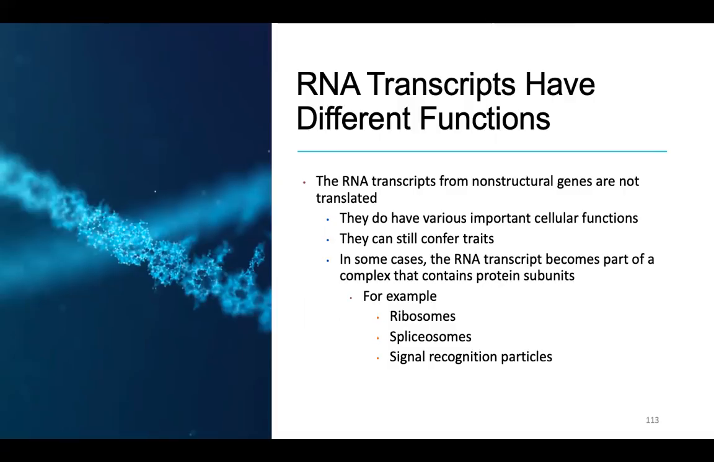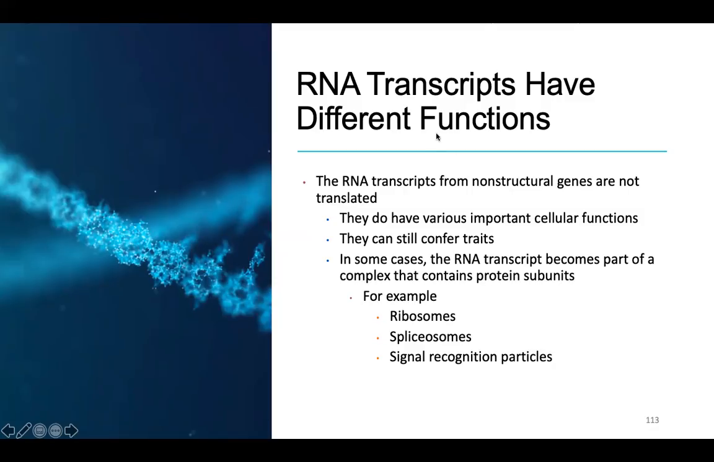The final products are RNA molecules in the process of transcription. The RNA transcripts from non-structural genes are not translated. They do have various important cellular functions, and they can still confer traits. In some cases, the RNA transcript becomes part of a complex that contains protein subunits, examples of which are ribosomes, spliceosomes, and signal recognition particles.